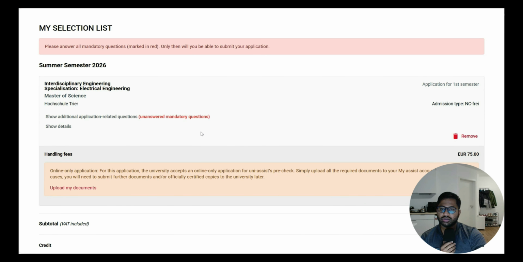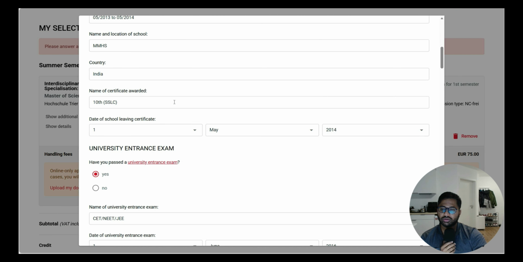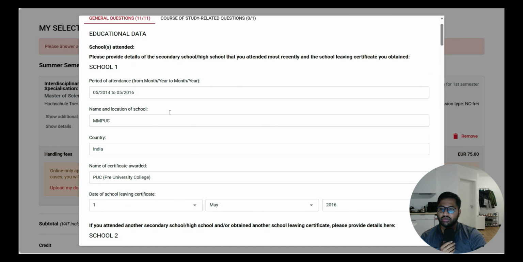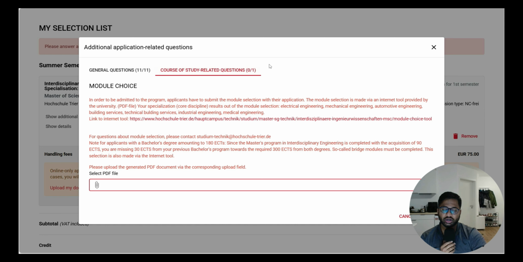Here you can see we need to answer the unanswered mandatory questions, and this will turn green. Then we can submit. First, we have to fill in the general questions. This general question section we have already filled, so I will just go through. For this particular application, we need to answer a course-specific study-related question.